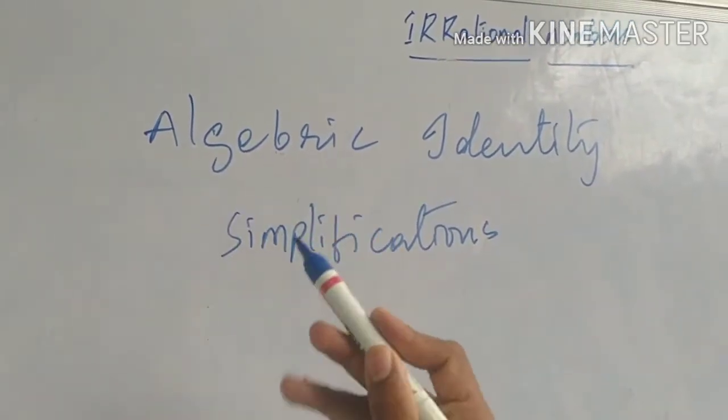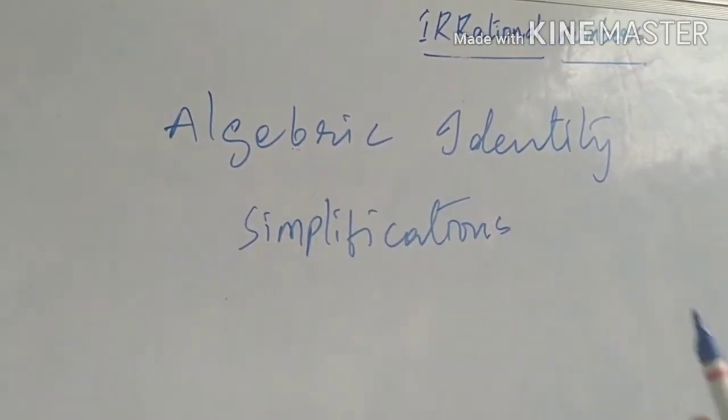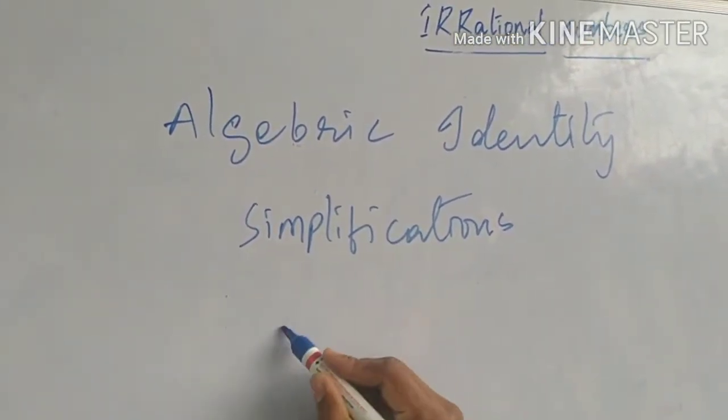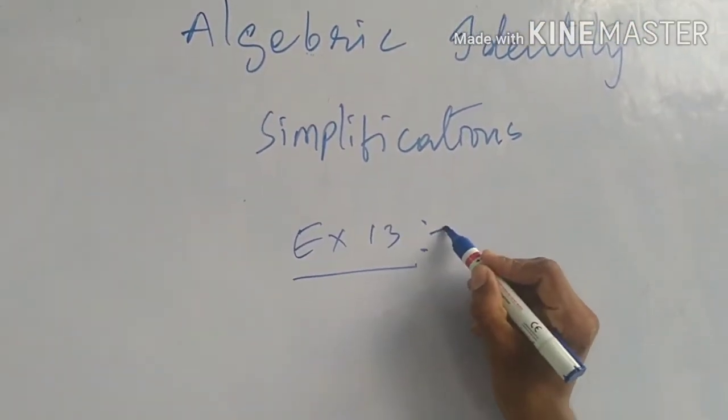Today, our exercise problems depend upon algebraic identities and simplifications. First, our question is in example 13.